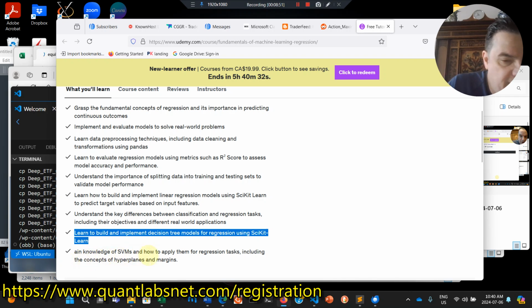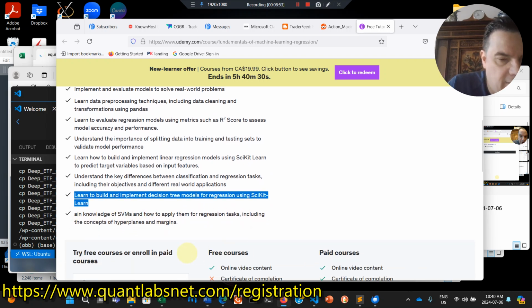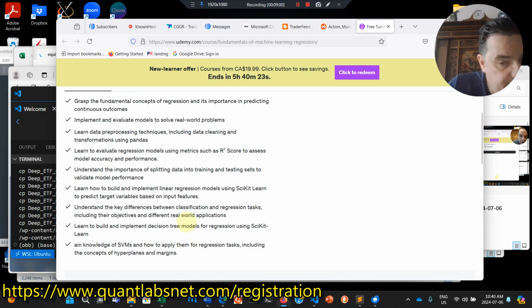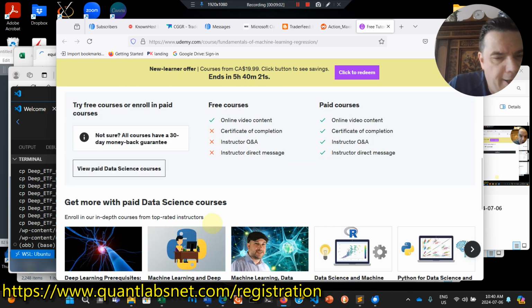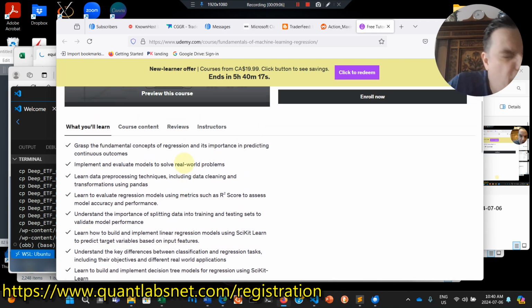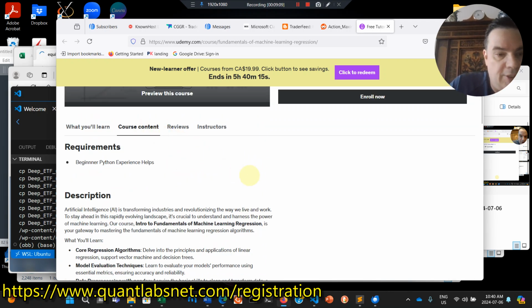Knowledge of SVM and how to apply them for regression tests, including concepts of hyperplanes and margins. Again, I'm not sure if this one will be really particular to learning for quant, but it wouldn't hurt, let's just put it that way. So here's the content.